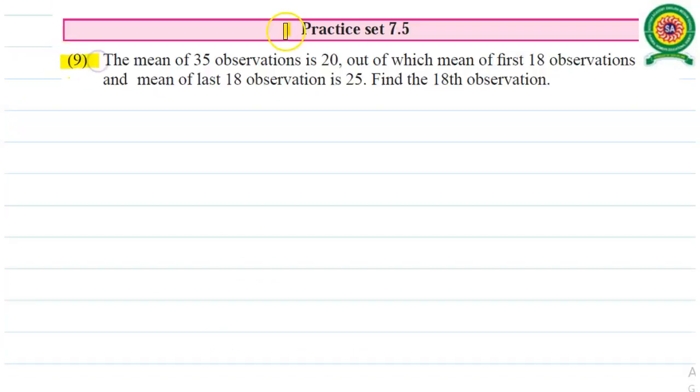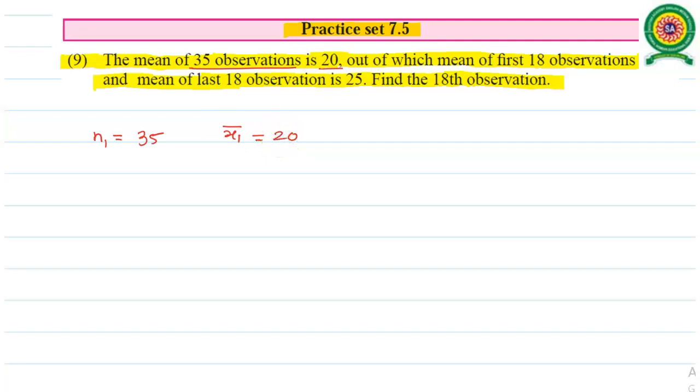Look at question number 9 from practice set 7.5. The mean of 35 observations is 20, out of which the mean of the first 18 observations is 15 and the mean of the last 18 observations is 25. Find the 18th observation. At the start we are given the total number of observations. I would like to assume it as n1. We have 35 observations, whose mean we assume as x1 bar, which equals 20.